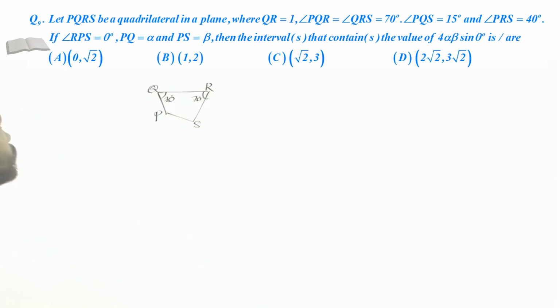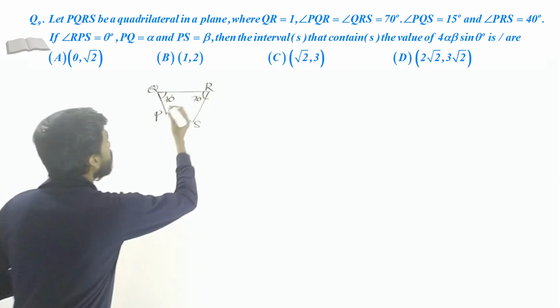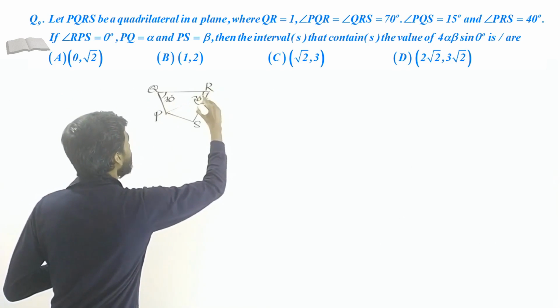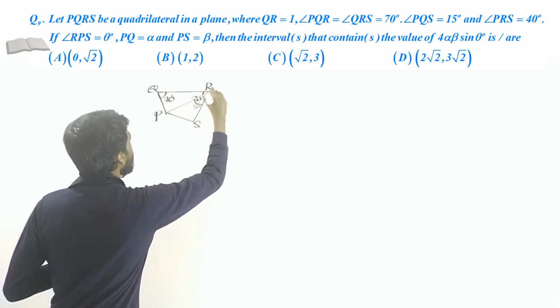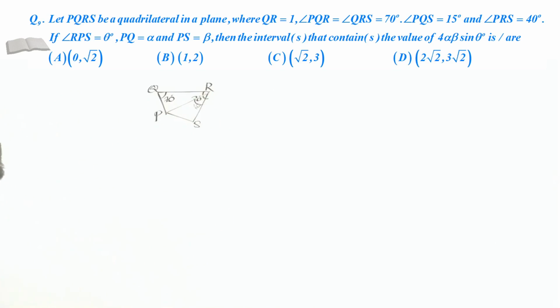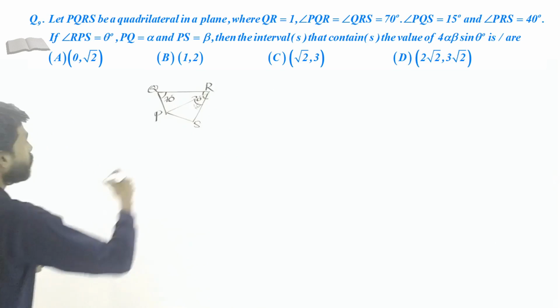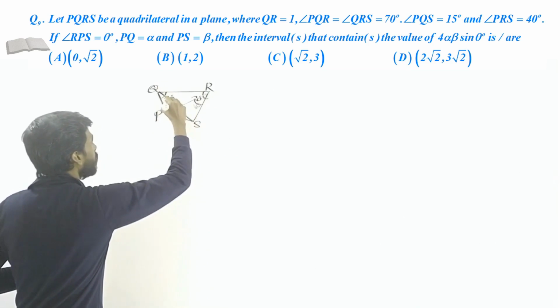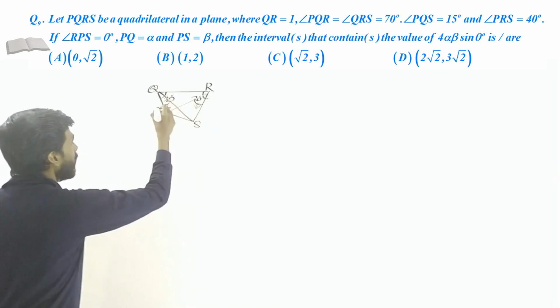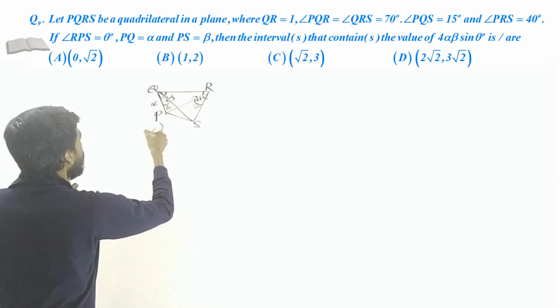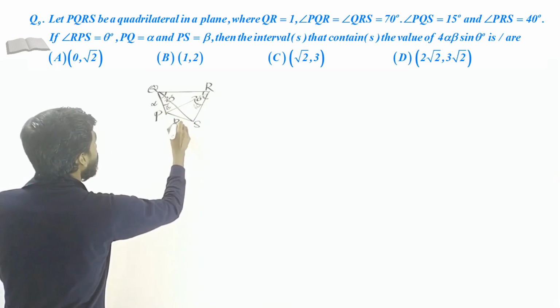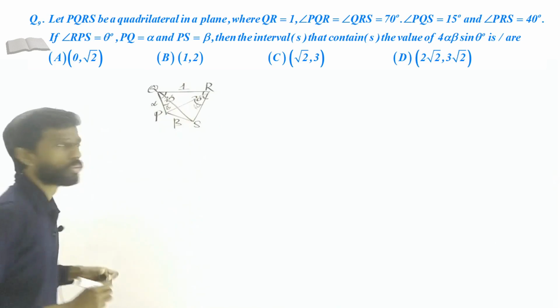So what are the other values given? The angle PRS is given as 40, so this angle is 40. And similarly another angle is given, angle PQS, that is 15, so this angle is 15. The lengths of the sides are given: this length PQ is alpha, PS length is beta, and QR length is 1. So these are the values given.